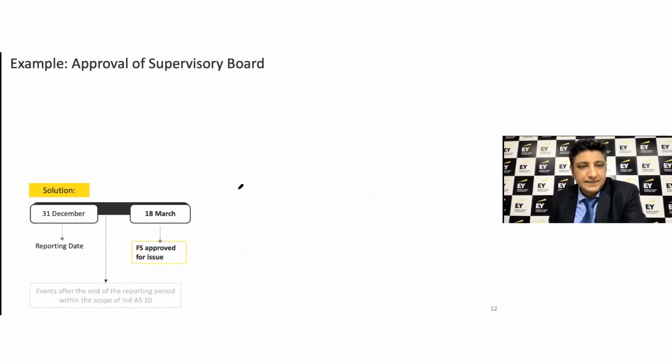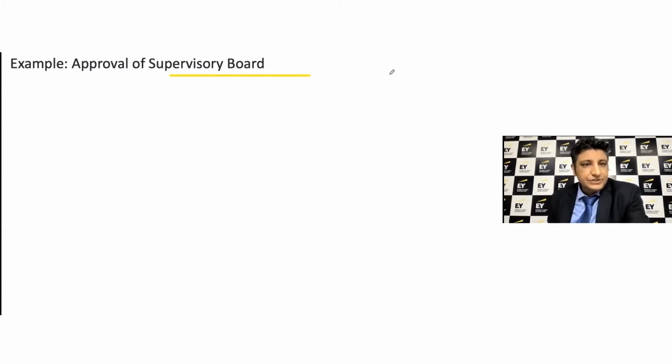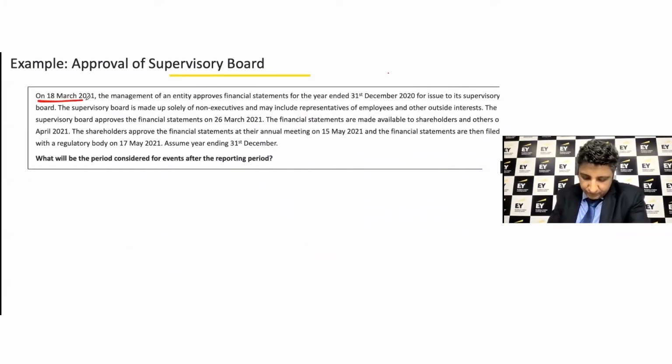All right, that is something that we have got. So let's have a look at this question now. It says that on 18th of March 2021, the management of an entity approves financial statements for the year end 31st of December 2020 for issue to its supervisory board. The supervisory board is made up solely of non-exec and may include representation of employees or other outside interests. The supervisory board approves the financial statement on 26th of March 2021. The financial statements are made available to the shareholders on 1st of April, and the shareholders approve the financial statements on 15th of May, and then the financial statements are filed with the regulatory body on 17th of May 2021.